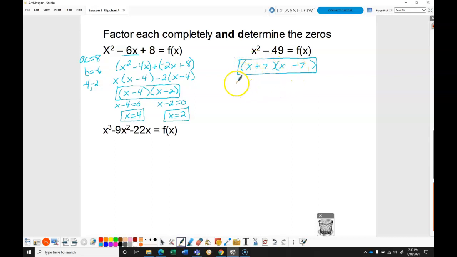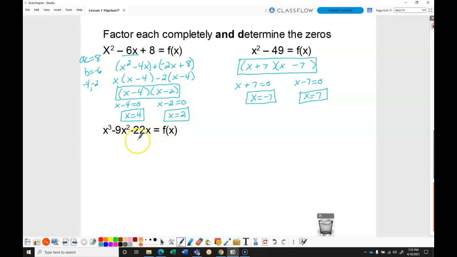Then I'm going to take each one and set them equal to 0. And that gets me x equals negative 7 as one solution. x minus 7 equals 0. I'm going to add 7. So that gets me x equals positive 7 as the second solution.